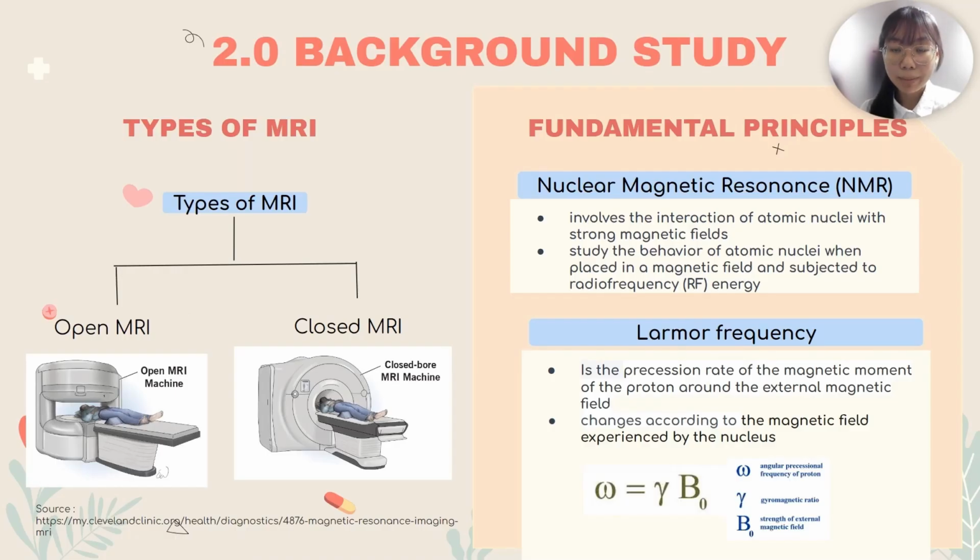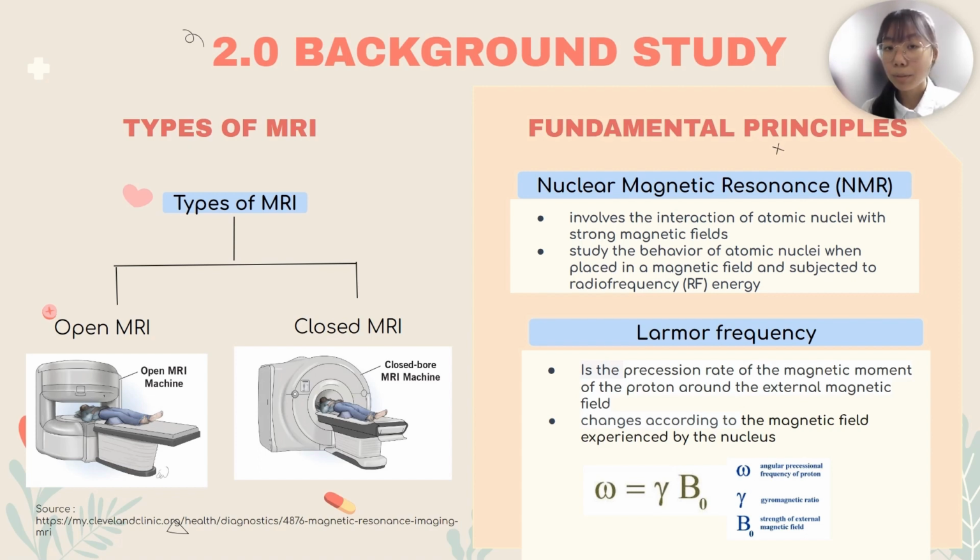Now I will discuss the background study of the magnetic resonance imaging machine. There are two types of magnetic resonance imaging machine, which are open MRI and closed MRI. Open MRI has a magnet at the bottom and at the top of the machine, whereas the closed MRI is a capsule-like cavity where the magnet surrounds the patient.